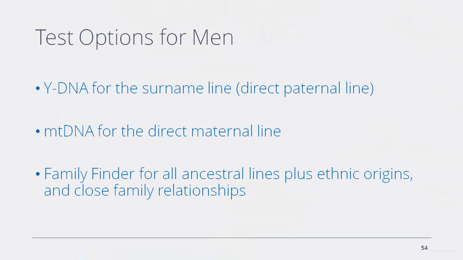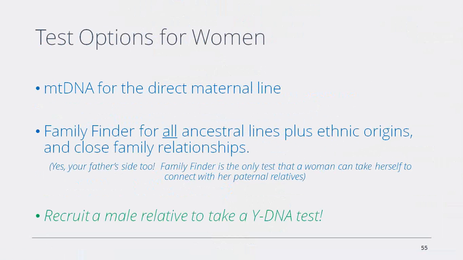So test options for men: Y-DNA for the surname line, mtDNA you can take for your direct maternal line, and then Family Finder for all ancestral lines and those close family relationships. And then for women, women can take two of the tests, the mtDNA or the Family Finder, depending on what you're interested in.